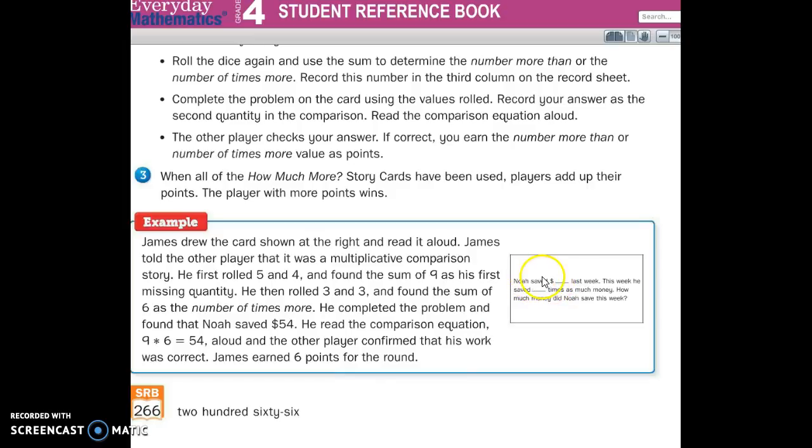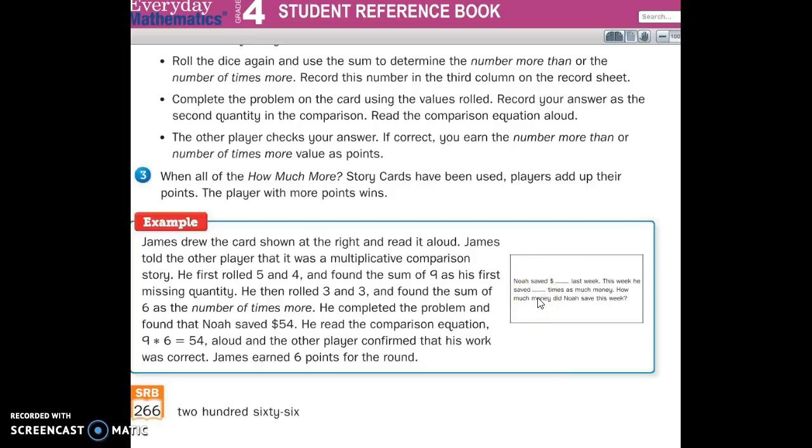You could have different numbers too. Let's say I roll a dice and I roll a 2 and a 3. I'm going to add those together. That's going to be 5. So Noah saved $5 last week. I could roll again then for this. Let's say I roll a 1 and a 3. That's 3. 5 times 3 is 15. And of course, my points for that round would be this number here, which in that situation would be 3.